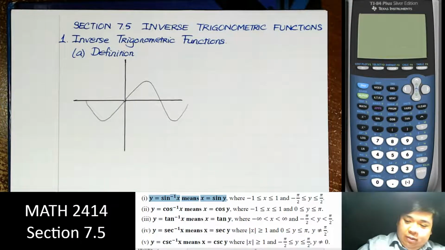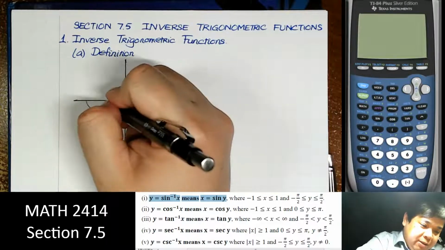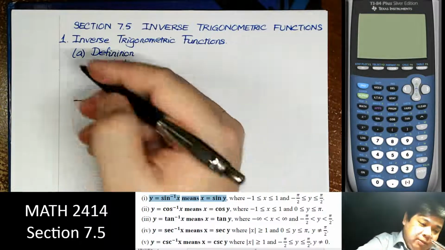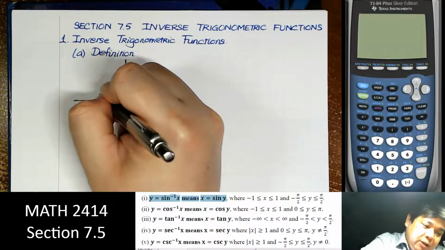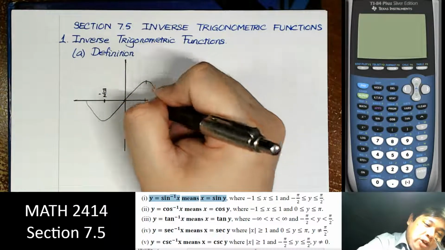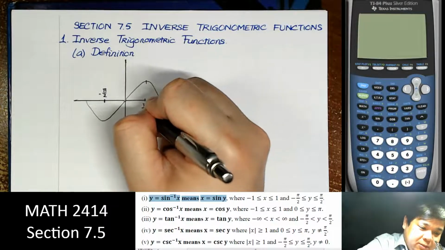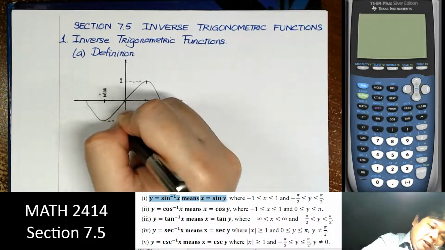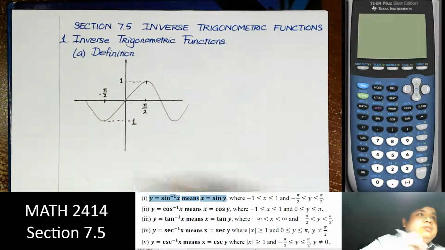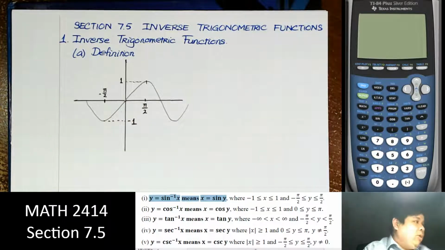Anyway, so we have here negative pi over 2 and pi over 2 where it reaches the maximum of 1, minimum negative 1. So that is the sine function. So what we're trying to do is to find the inverse.